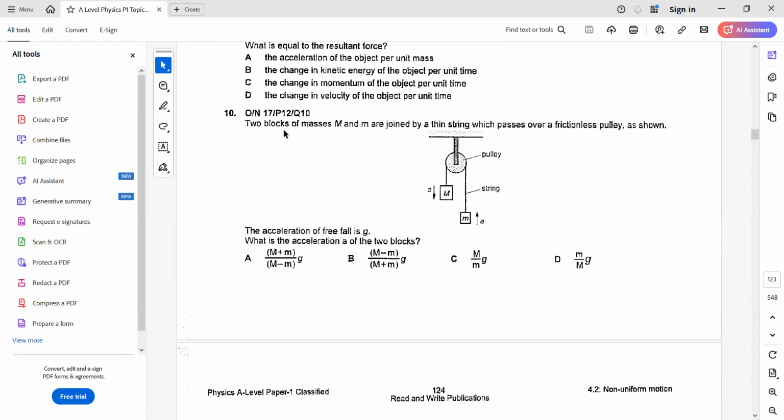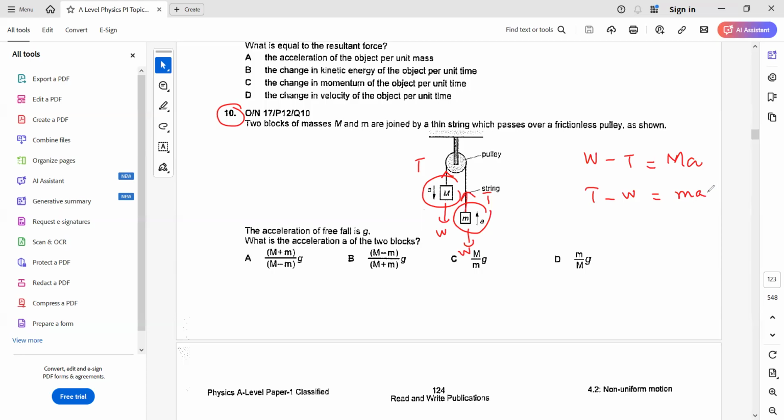It says question 10, two blocks of masses M and m are joined. Well, we can see that. And this guy is going down and this guy is going up. So what is the acceleration? If I figure out the resultant force on this mass, so weight here and tension here, that would be W minus T equals MA. And for this guy, weight should be this way, tension should be this way. So that would be T minus W equals ma.